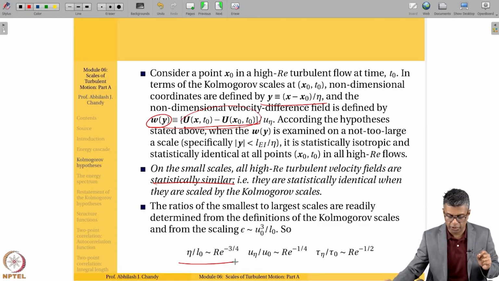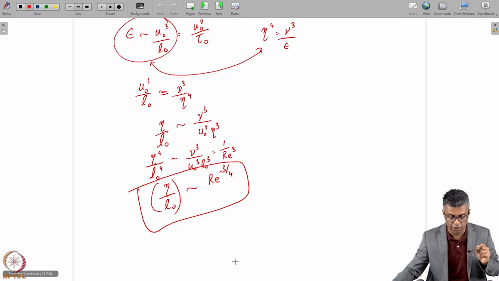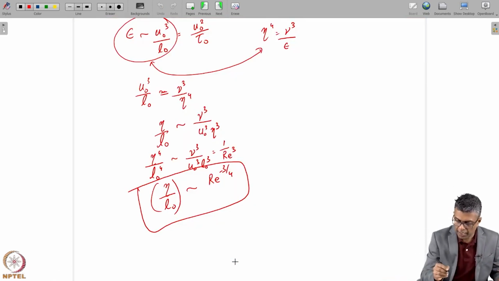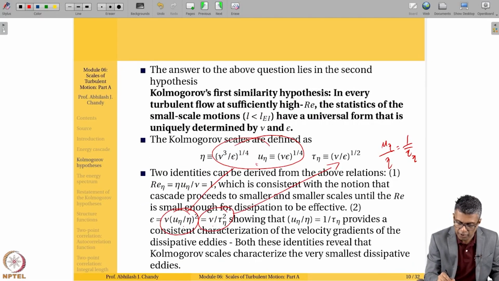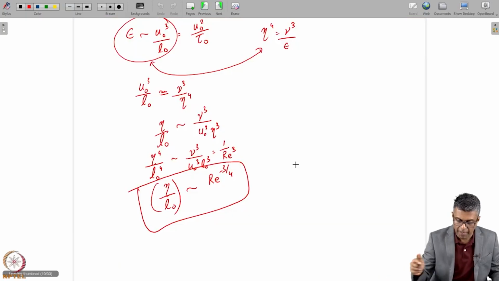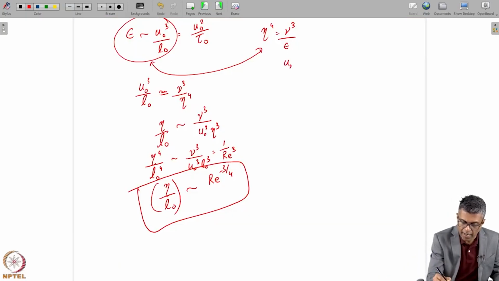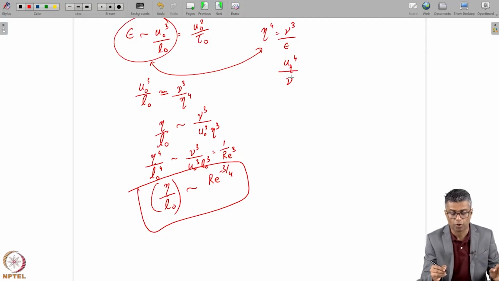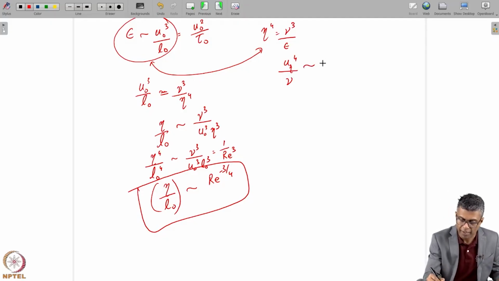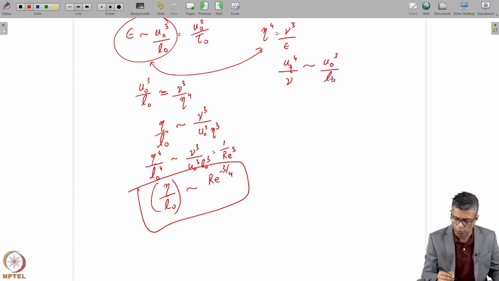I'll show you what the implications are, but I'll derive the rest of the equations, which I did not do last time. So now I'll do the same thing. I'll use the U eta equations from the Kolmogorov scale. So if I go back here and use this particular equation for U eta, I will have U eta to the 4 divided by nu. This is equal to epsilon according to the Kolmogorov's equations. This is of the order of magnitude of epsilon as I know it, which is U0 cube over L0.